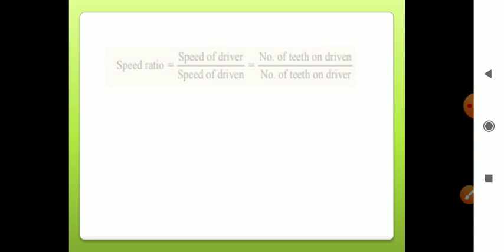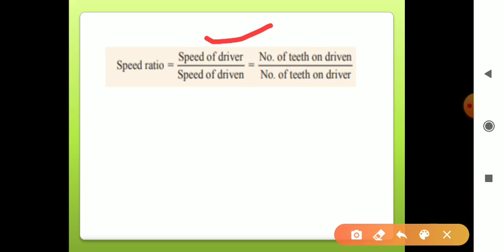So simply we can state from this equation the speed ratio. The speed ratio is equal to the speed of the driver divided by the speed of the driven, which in terms of number of teeth is equal to the number of teeth on the driven divided by the number of teeth on the driver. That means the speed is inversely proportional to the number of teeth.